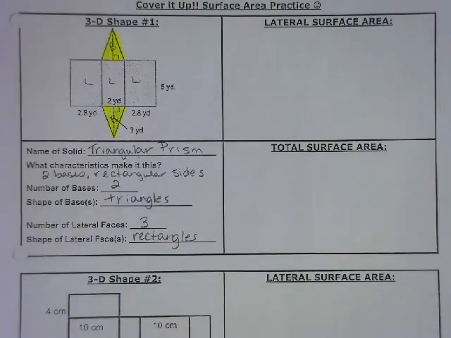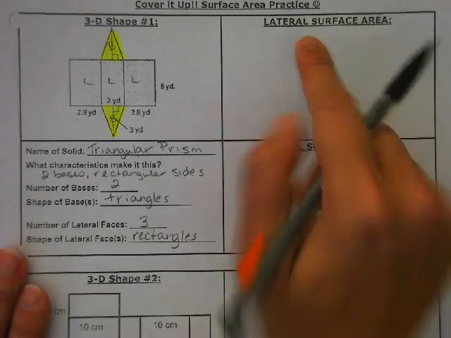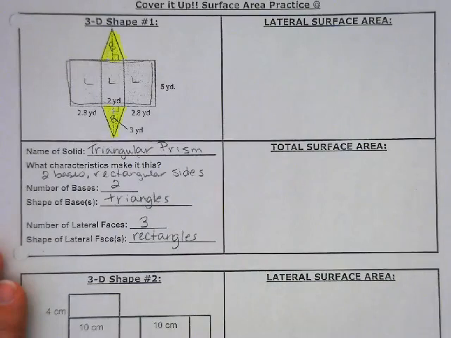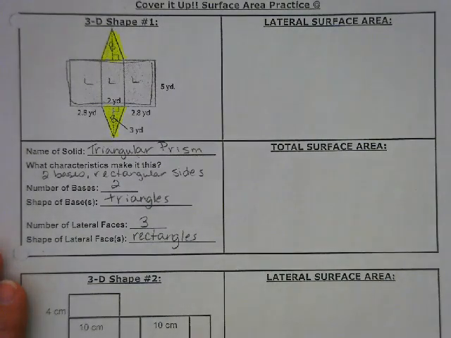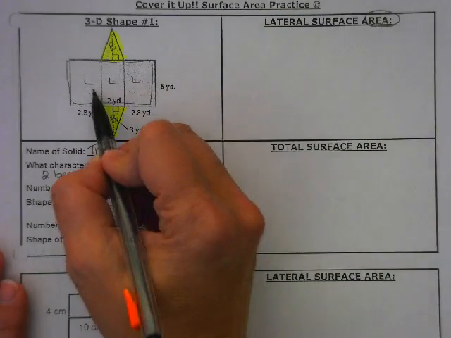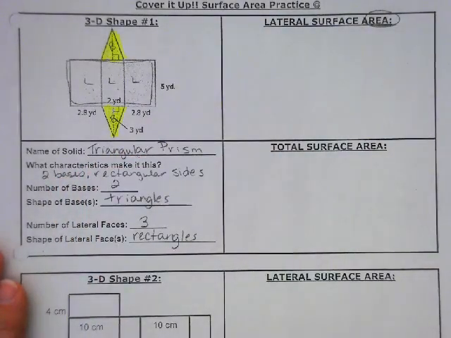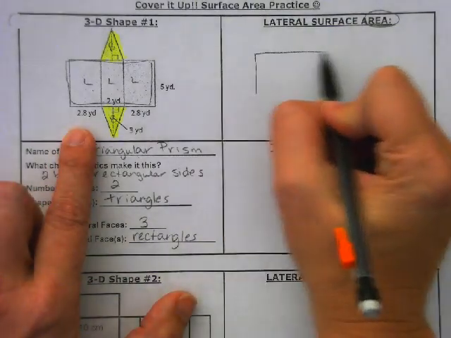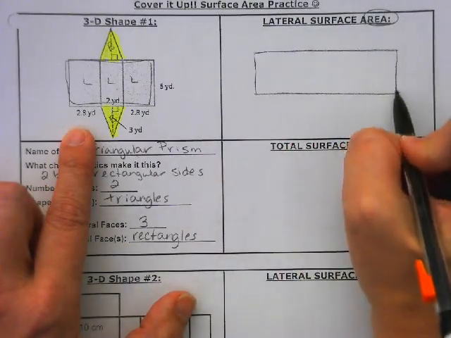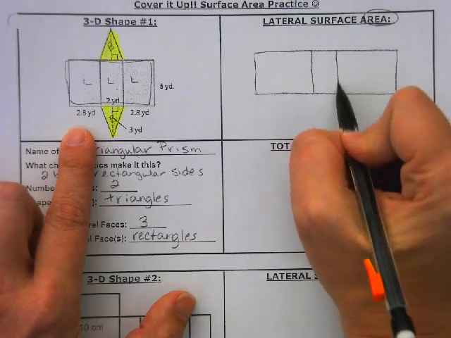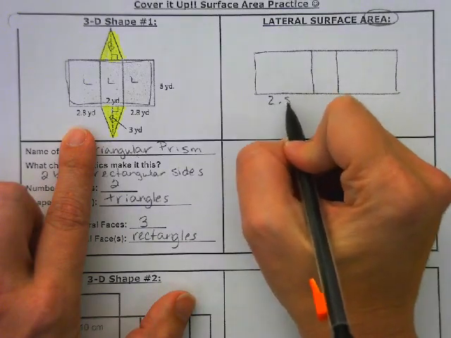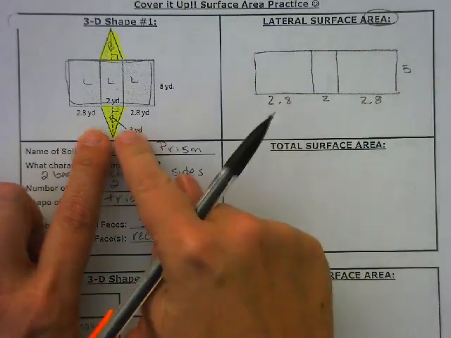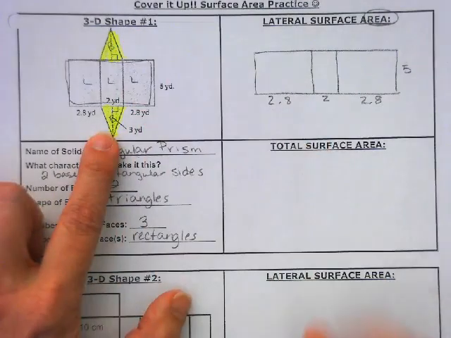So if we are going to find the lateral surface area, then I am only looking here. So essentially we're finding the area of each of these pieces and doing what? We're adding them. So I'm just going to sketch this real quick. Remember when we talked about how important it is that you show me what you're doing? This is 2.8, this is 2, this is 2.8, and this is 5. I don't need this 3 or this one.